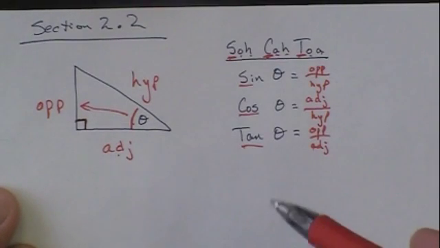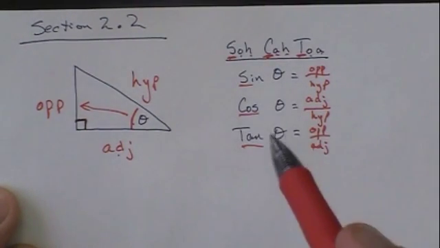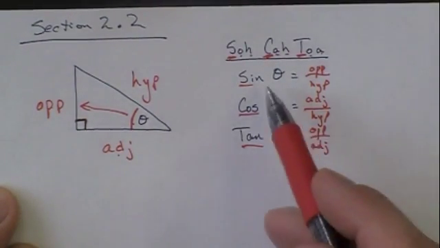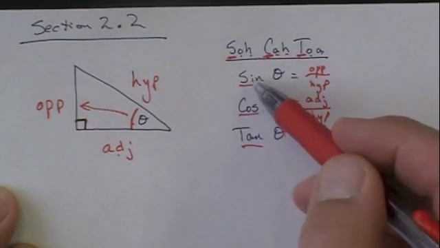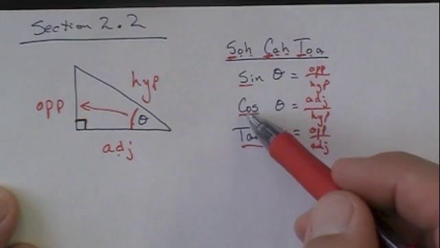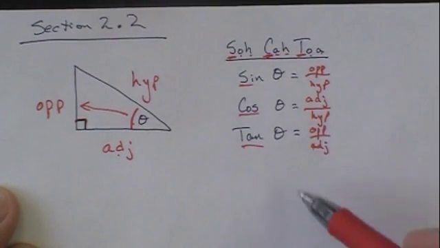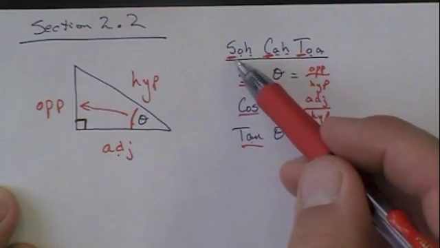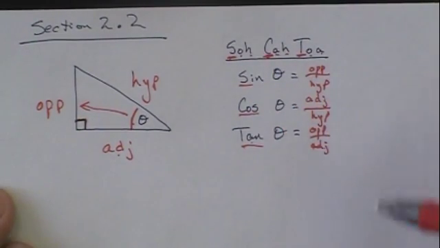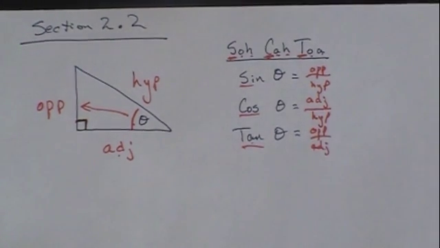When we're using SOHCAHTOA, we're basically just setting up proportions, setting up ratios based on the angle and then the sides. Sine always goes with opposite and hypotenuse. Cosine always goes with adjacent and hypotenuse. Tangent always goes with opposite and adjacent. And that's where we get our word SOHCAHTOA from, to help us remember how to set up these ratios.